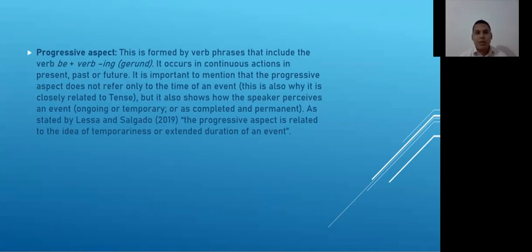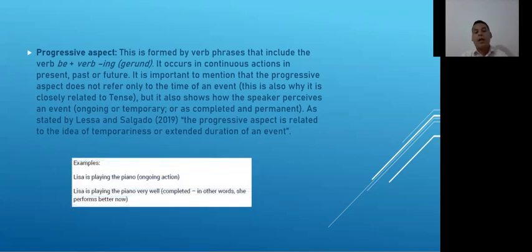It is important to mention that the progressive aspect does not refer only to the time of an event. This is also why it is closely related to tense, but it also shows how the speaker perceives an event, ongoing or temporary, or as completed and permanent. As stated by Lesa and Salgado in 2019, the progressive aspect is related to the idea of temporariness or extended duration of an event. Let's check out an example then.